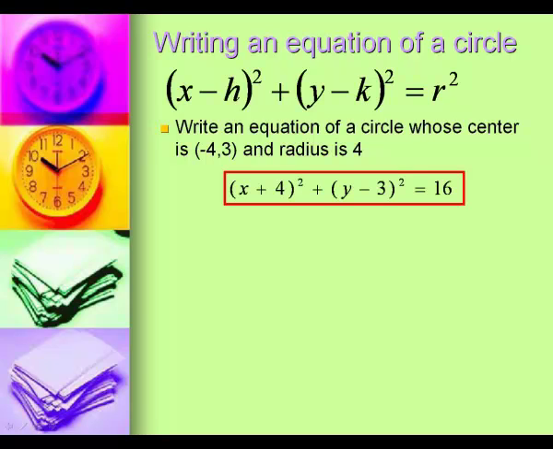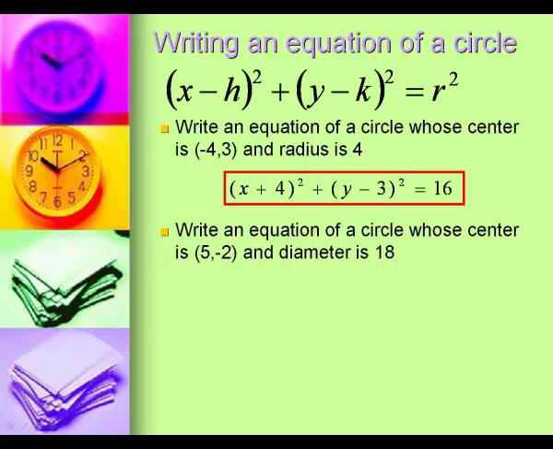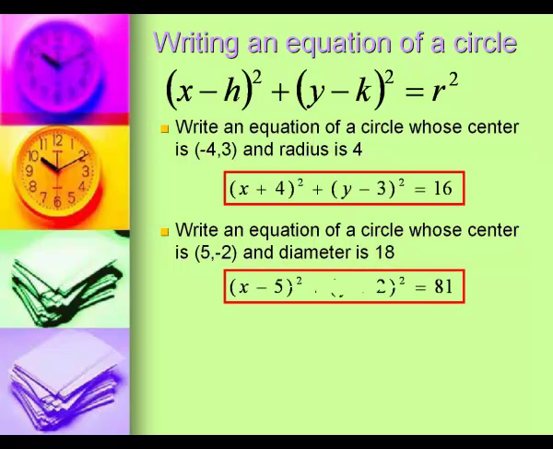Not 2, but 16. On the next one, they tell us the center is at 5, negative 2. The diameter is 18. Be careful, that's the diameter, making the radius 9. You need the radius, which is 9. In parentheses with x, we want to see x minus 5 squared. In parentheses with y, we want to see y plus 2 squared. And because the radius was 9, square that and get 81 to set equal to the right side.